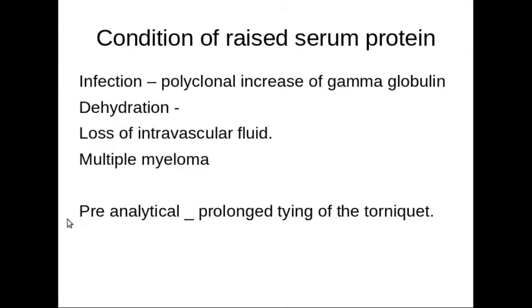One of the common pre-analytical errors, that is, an error occurring because of faulty sample collection, includes prolonged tying of a tourniquet before getting the blood sample. Normally, we tie a tourniquet to make the veins prominent, and then we take the blood out. If the tourniquet is tied for a long time, because of increased hydrostatic pressure, more and more fluid is lost into the extravascular compartment, and the proteins which are present in the intravascular compartment artificially increase. Causes of raised serum protein include infection, dehydration, multiple myeloma.